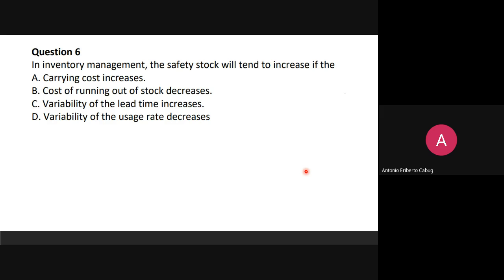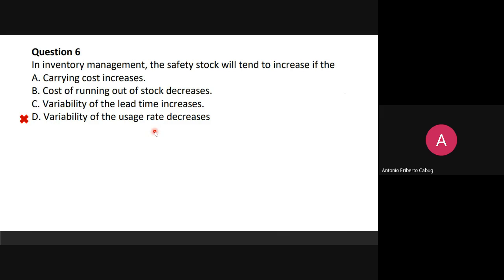Ito. Last question. What's your answer here? After nito, wrap up na tayo. So in inventory management, dadamihan mo yung safety stock mo. No? Kailan mo dadamihan yung safety stock mo? You're going to increase your safety stock if hindi naman kapag yung usage rate nagiging less variable. Ang meaning ng variability, nagbabago-bago, naiiba-iba.